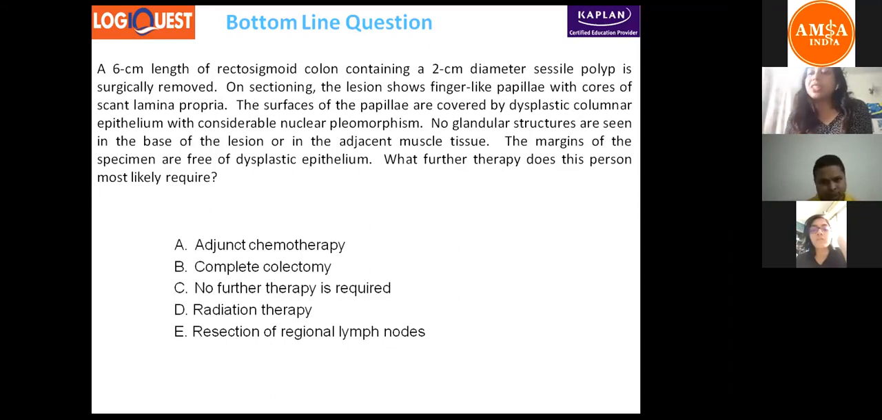Now I'll read out the answers. Guys, please put in your answers on the Zoom chat. The options are A, adjunct chemo, B, complete colectomy, C, no further therapy is required, D, radiation therapy, or E, resection of regional lymph nodes.